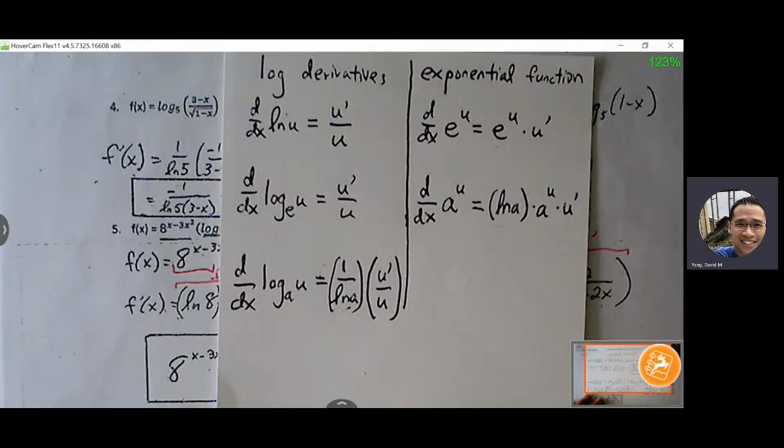I want to keep reminding us that natural log, ln, is an abbreviated version of writing log base e. So whenever you see natural log, you can always write it as log base e, so you can help remind yourself that you're dealing with base e.